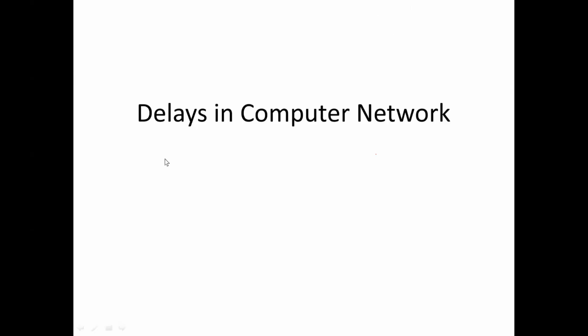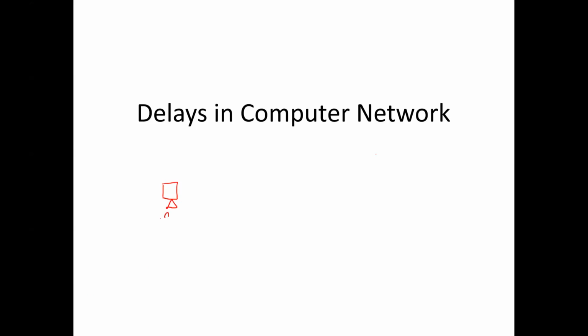Okay, good afternoon, students. Today we will see about the different types of delays that happen in a computer network. You have already studied two types of switching techniques, circuit switching and packet switching. And in packet switching, as you already know, the application layer data gets divided into smaller chunks and gets transmitted. So if you have a topology that looks something like this.